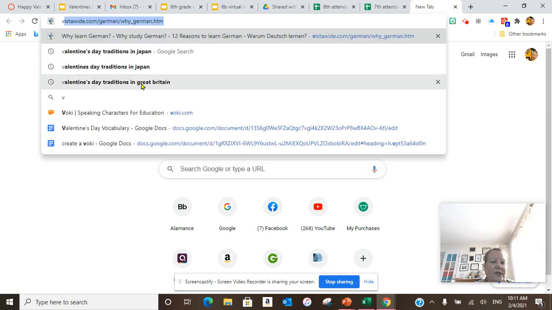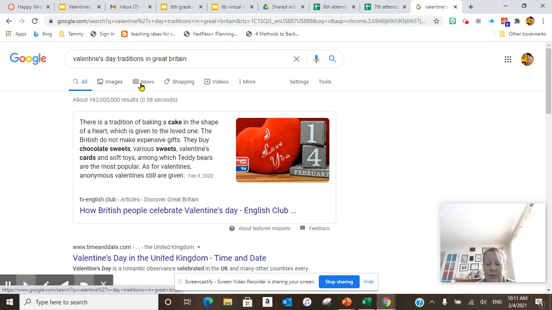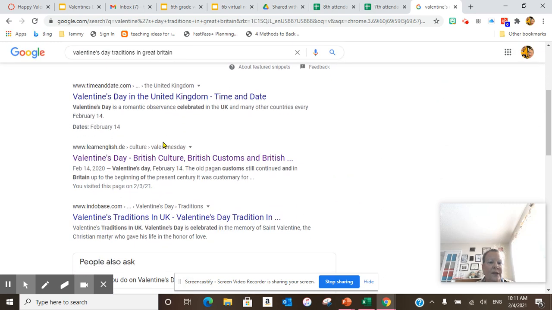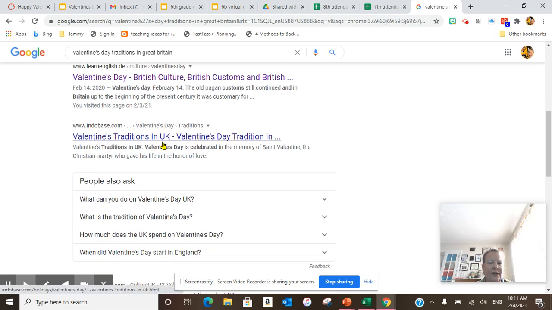Valentine's Day traditions in Germany or Great Britain. Great Britain came up. So Valentine's Day traditions in Great Britain. Whoever had Great Britain, they would look this up. Tradition of baking a cake in the shape of a heart given to a loved one. Let's see. Anything else look interesting? Valentine's Day traditions in the UK.